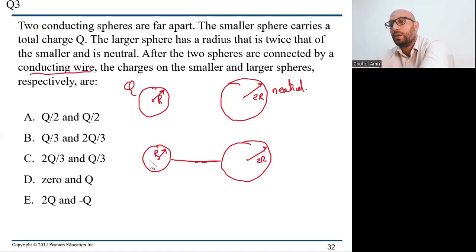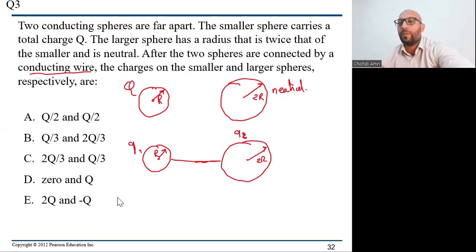So what we're going to get in this case: the charge Q will be distributed over the two spheres. Is it equally? Not equally, because we don't have the same volume, which means we don't have the same radius. The question: the charges on the smaller and the larger spheres are respectively Q over 2 and Q over 2? No. Q over 3 and 2Q over 3, or 2Q over 3 and Q over 3, or 0 and Q? This is no, because the charge will be distributed. Or 2Q and minus Q? This is no, because the charge is positive.